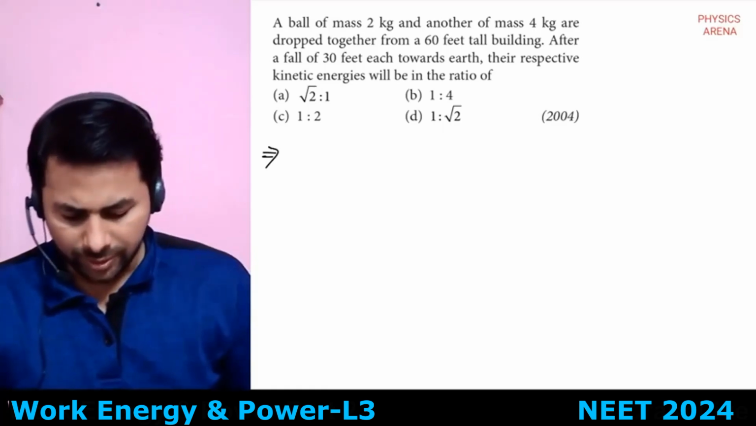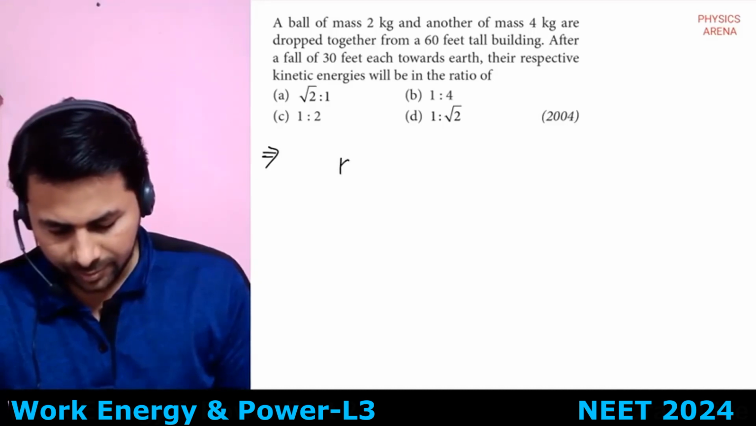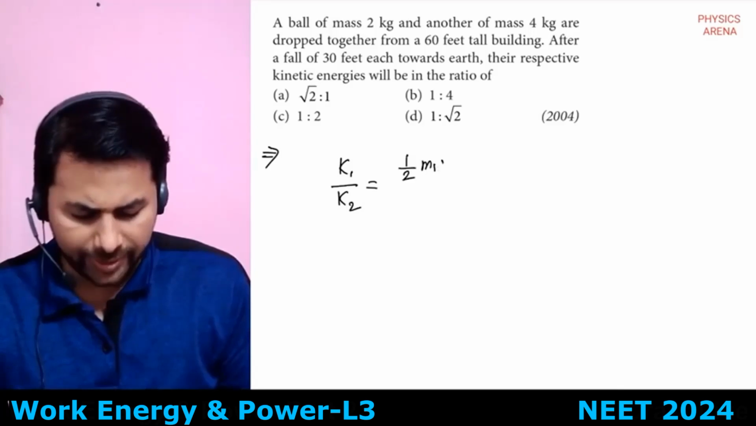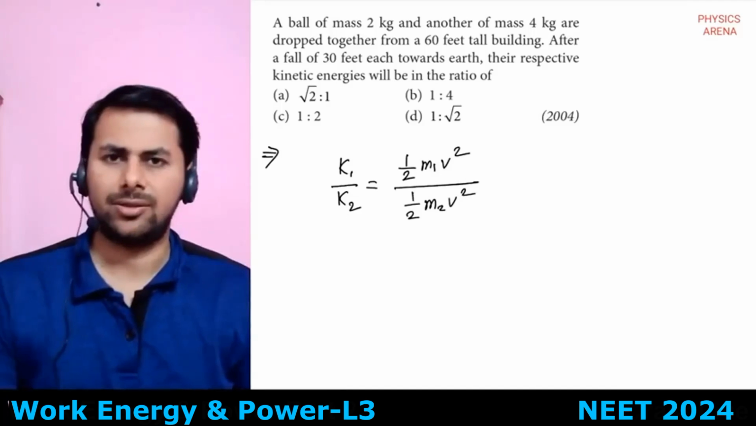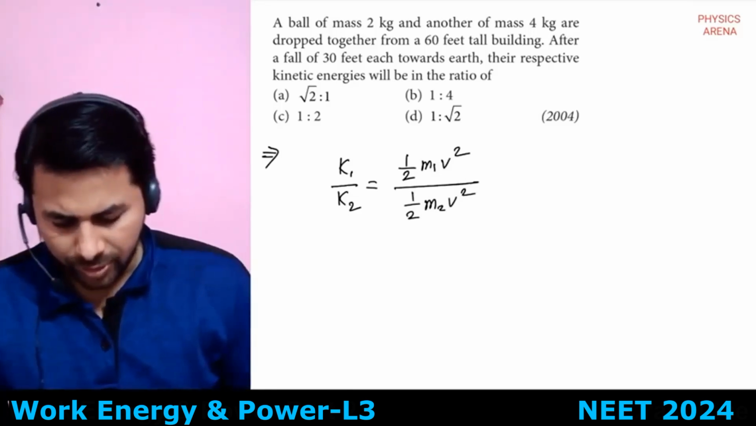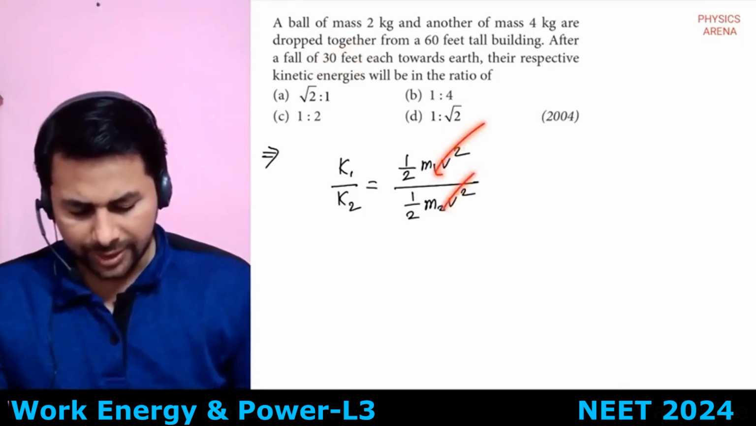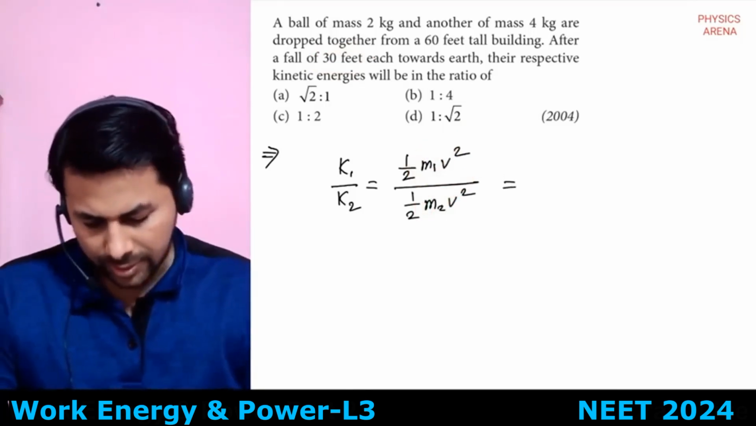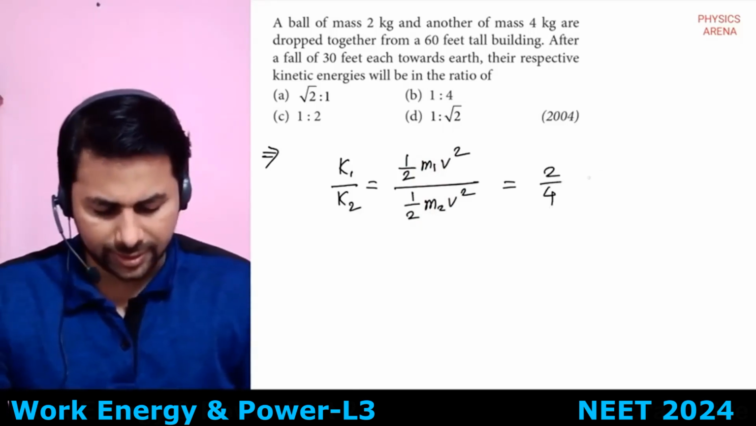Okay. So the kinetic energy of the first with respect to the second will be just half of m1 into v square divided by half of m2 into v square. V is the same. They will fall with the same velocity, because both of them are falling with the same acceleration. So this will get cancelled out, and it is just m1 is to m2. Right. So m1 is 2, m2 is 4. So 2 by 4 is the answer. That's 1 by 2.